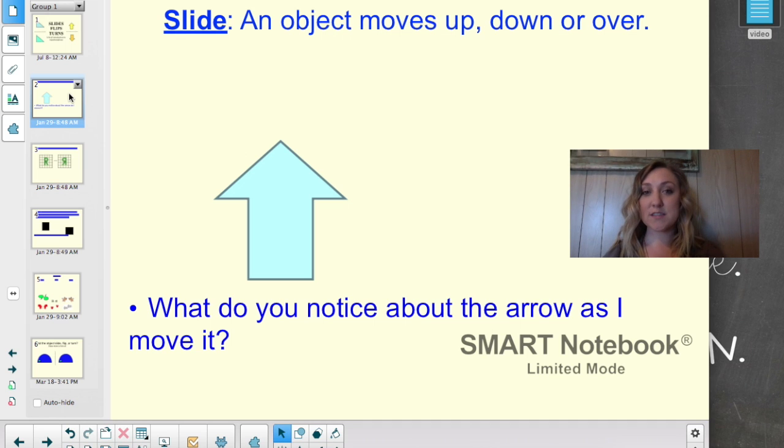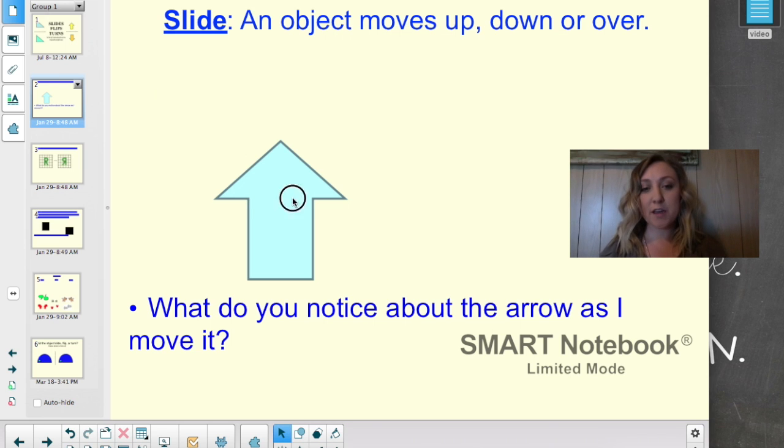So this one says slide. An object moves up, down, or over. So I want you guys to think about what we talked about earlier today with our posters and our task cards. And I want you to write down the word that we use for slide. What's the other word that we use when an object or shape slides? I'll give you a few seconds. Okay, so everyone should have written the word translation.